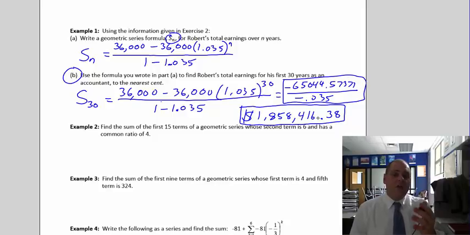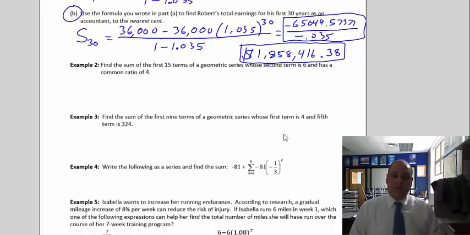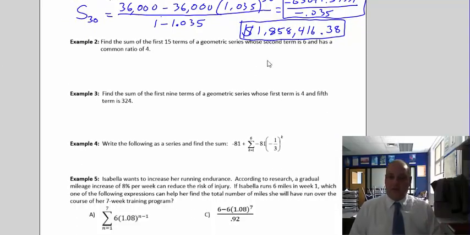1,858,416.38. So he would make almost $2 million over the course of 30 years. I know it sounds like a lot, but 30 years is a long time. You're going to be spending a lot of money over 30 years. So that's kind of how that works. And you're going to be using this formula to answer some other questions here.